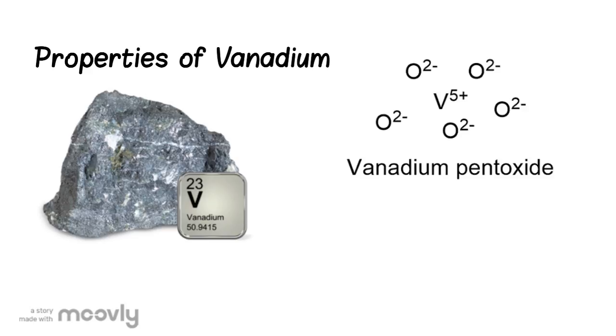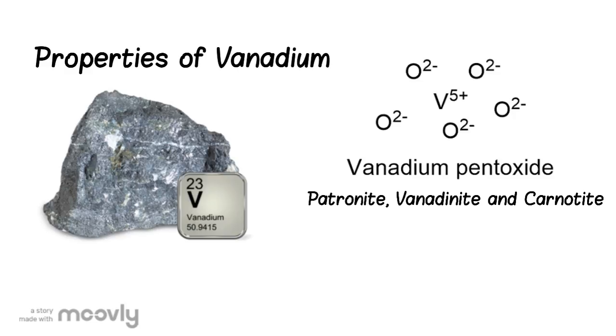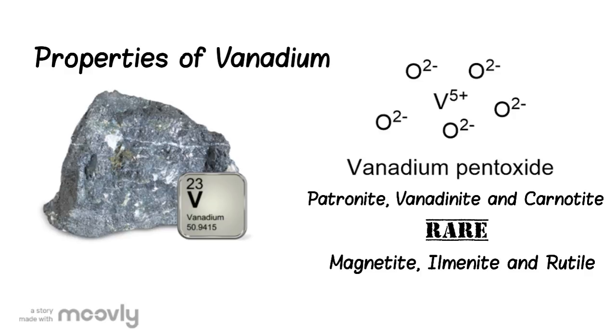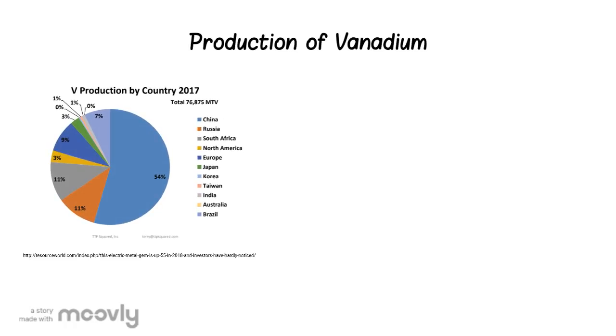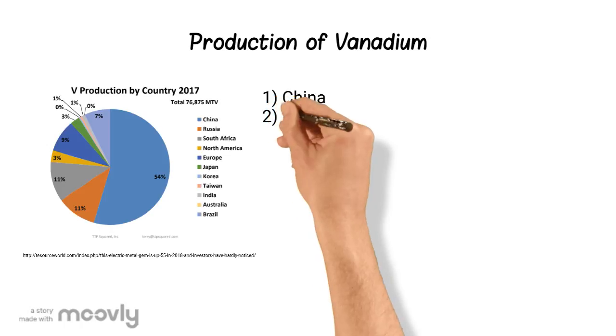Oxides of vanadium include patronite, vanadinite, and carnotite. However, these are rare. So the more commonly mined vanadium oxide ores include magnetite, ilmenite, and rutile. China, Russia, and South Africa were the top global producers of vanadium in 2017.